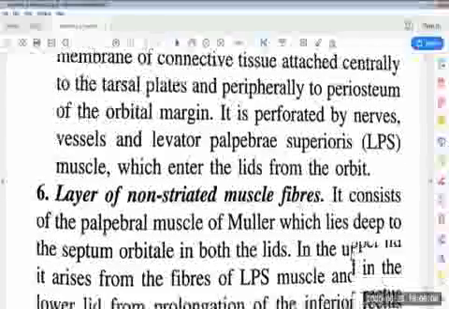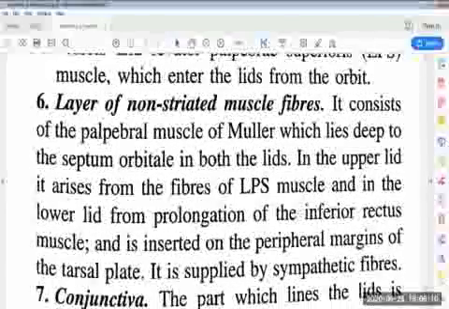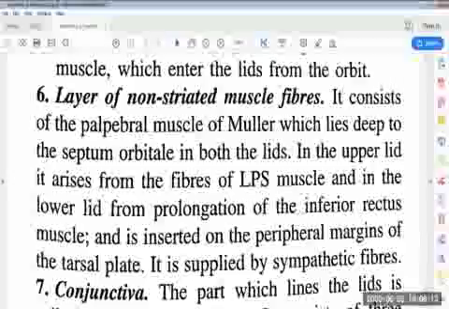The sixth layer is of non-striated muscle fibers. It consists of the palpebral muscle of Muller, which lies deep to the septum orbitale in both the lids. In the upper lid, it arises from the fibers of the LPS muscle, and in the lower lid from a prolongation of the inferior rectus muscle, and is inserted on the peripheral margins of the tarsal plate. It is supplied by sympathetic fibers.